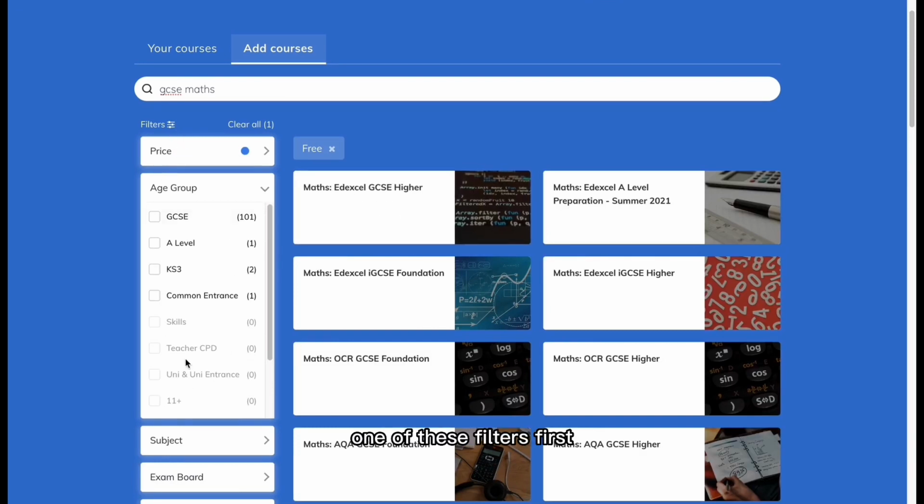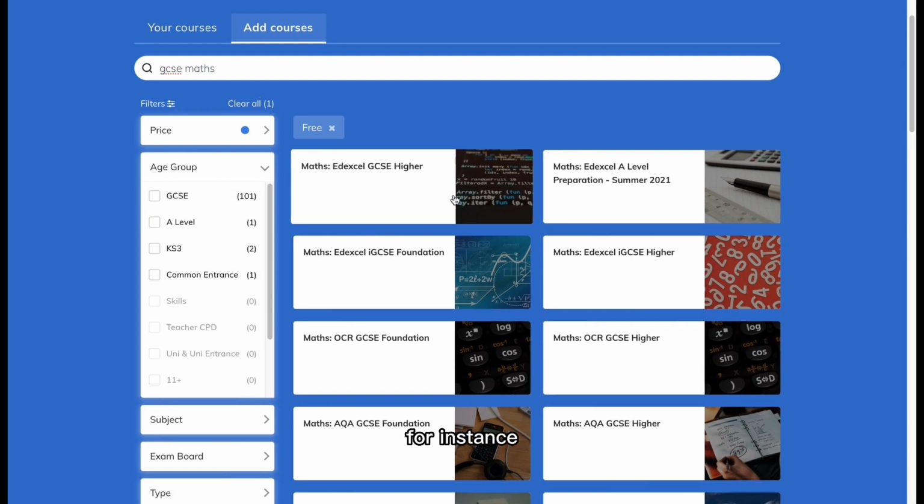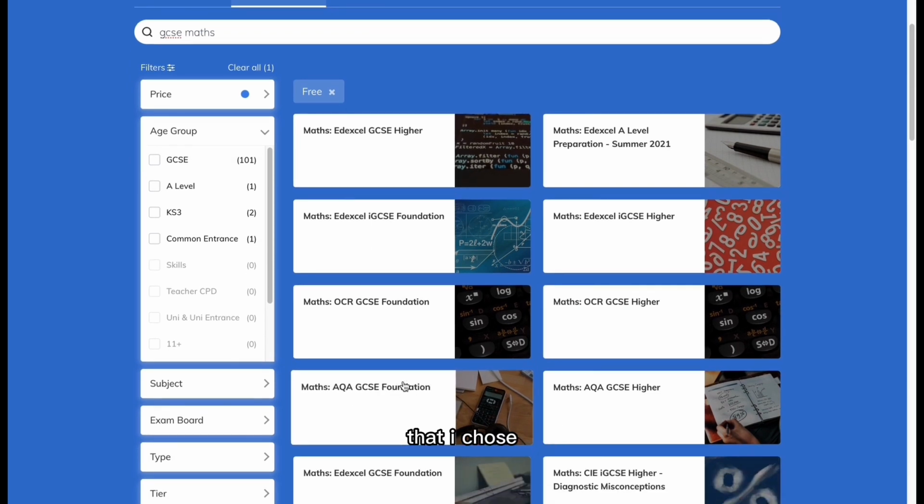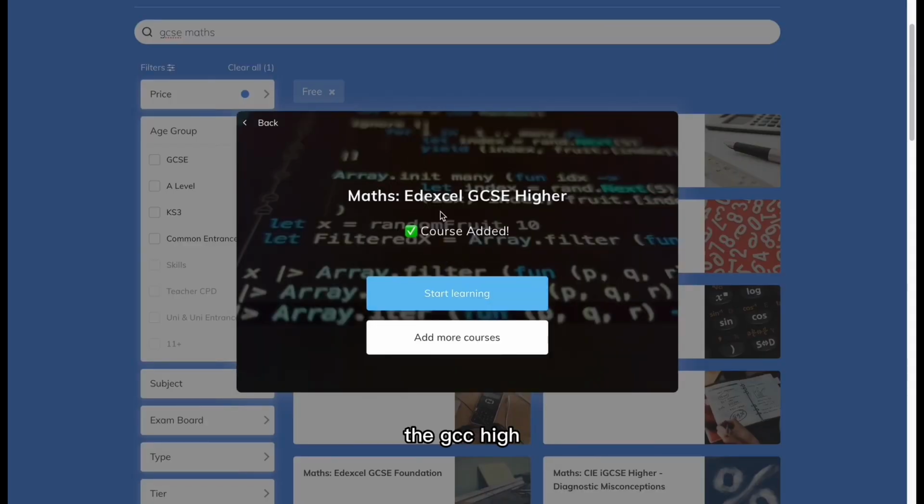I think you have to click one of these filters first, and then we can quickly go to it. Since we're looking at Edexcel, for instance, that's the board that I chose when I was doing my GCSEs, and that's the board that the school chose for me. So Edexcel is something that I recommend, and we can go into the GCSE Higher. We can add this course and we can start learning.